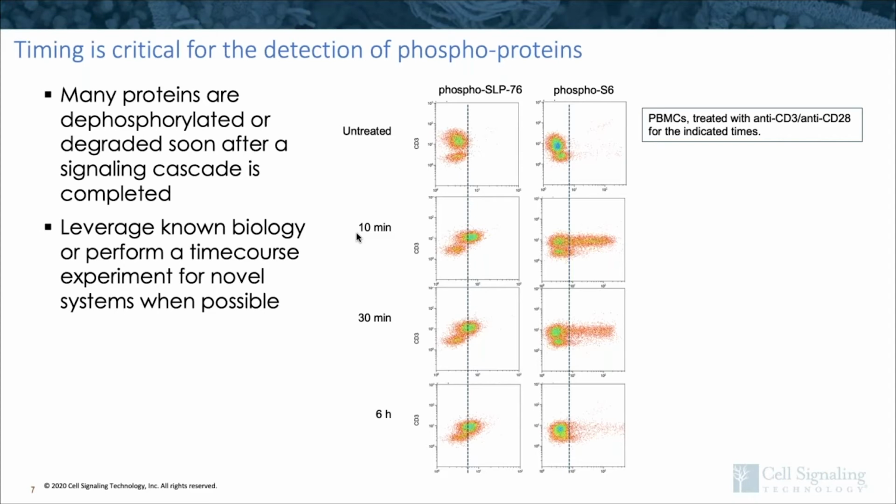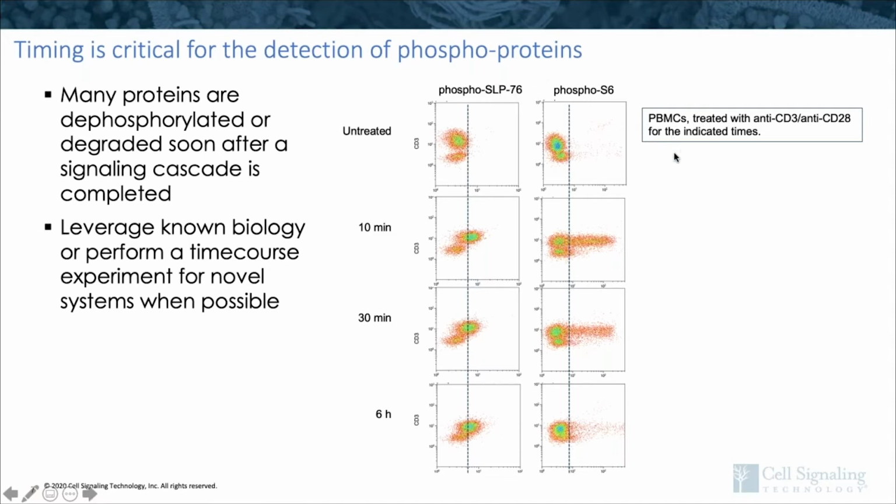So depending on the pathway you're looking at, there might be some information you can glean from academic literature to give you a sense of how long you should be treating your samples for. But if that's not available, we'd recommend running a time course experiment. So just to give an example of one site that's a little bit longer lived than another.